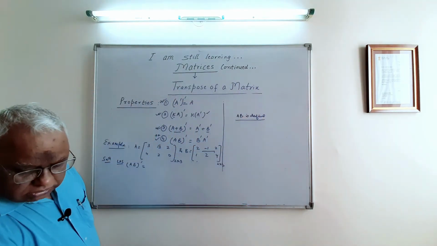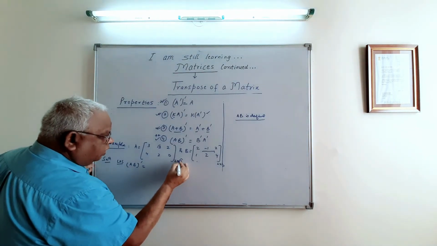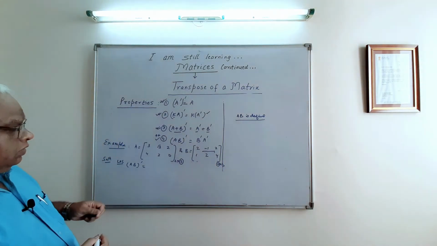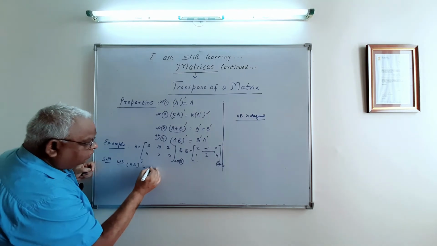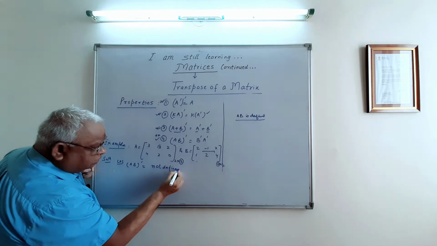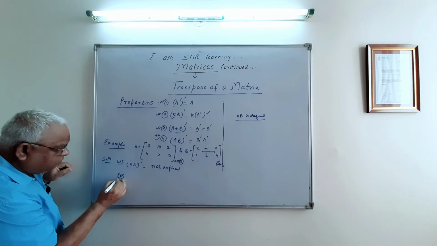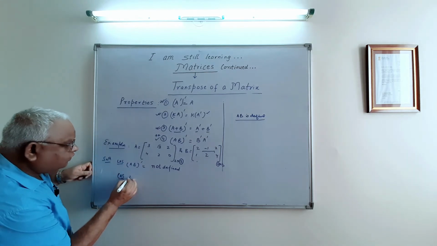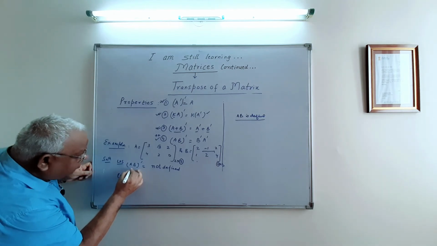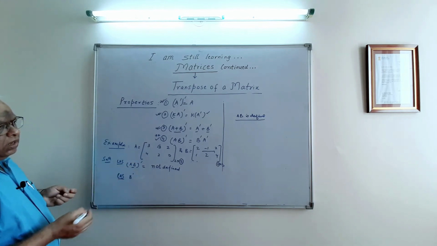What do you find? You find the number of columns must be equal to the number of rows. Is it same? So what do you find? This is not defined, right? Let us see what about the right hand side. What happened about the right hand side? AB is not defined. Since AB is not defined, how will you define the transpose?